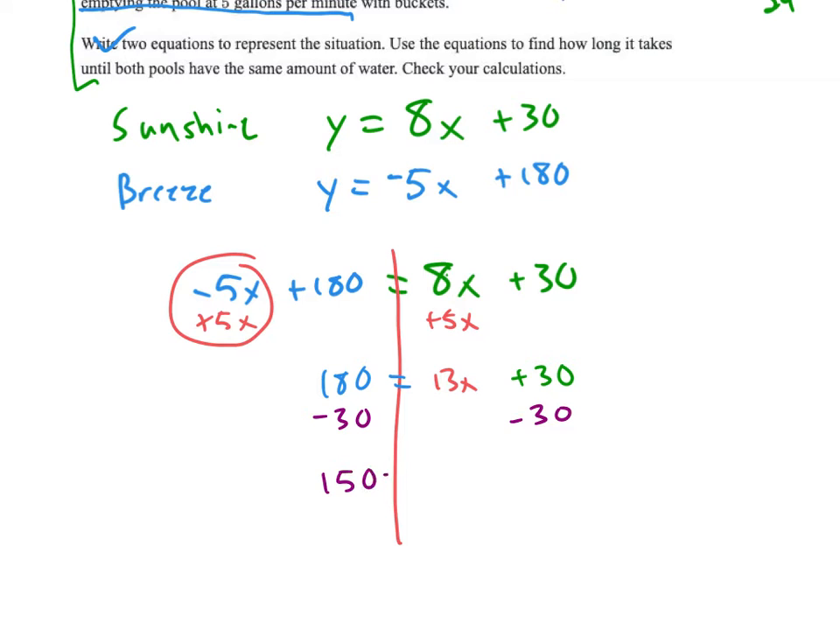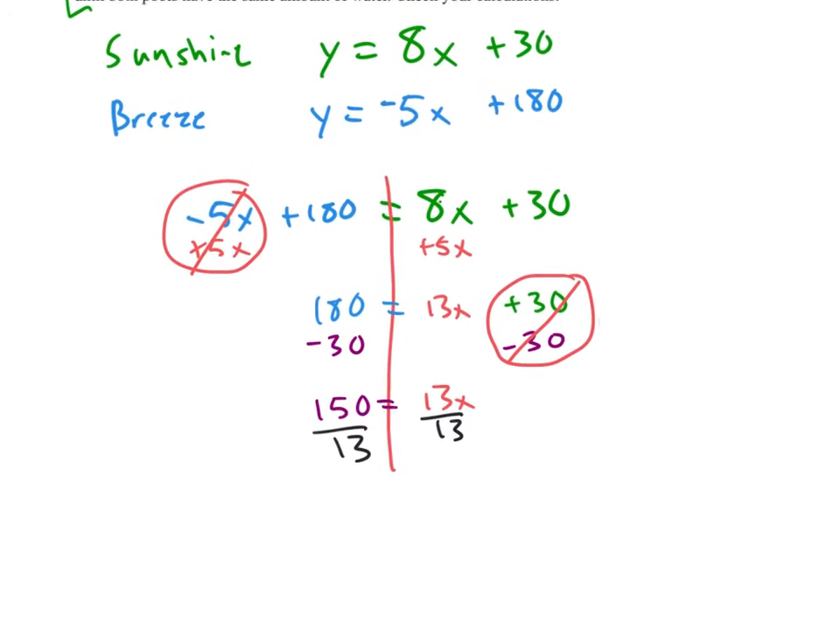You're left with 150 and 13x, and then positive 30 and negative 30 drop down to 0, just like this one dropped down to 0. Now again, inverse operation. So multiplying 13 by x, I need to do the opposite of multiplying, which is dividing. So I'm going to divide by 13 on both sides, and I'll end up with a crazy decimal.